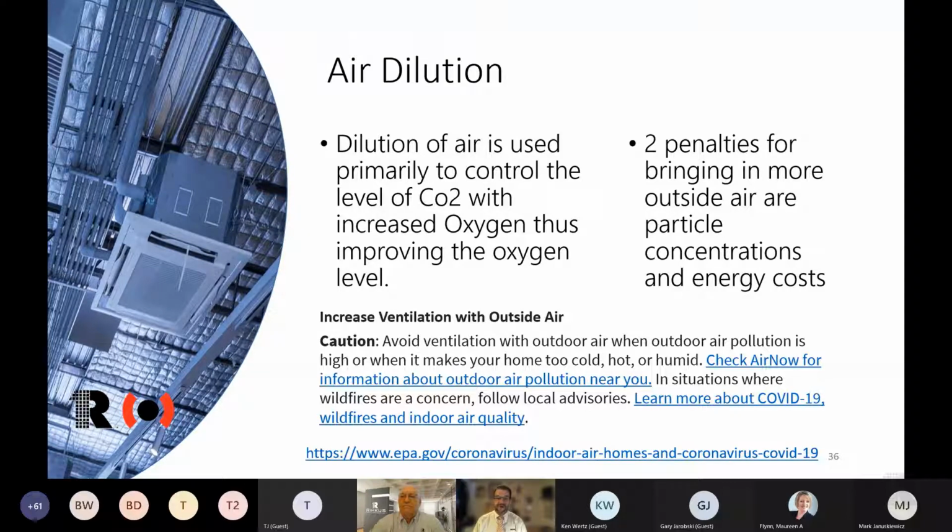And for the most part, the only problem this causes us is because the virus is acting differently from an indoor air quality standpoint. The virus is looking for particles to attach itself to.